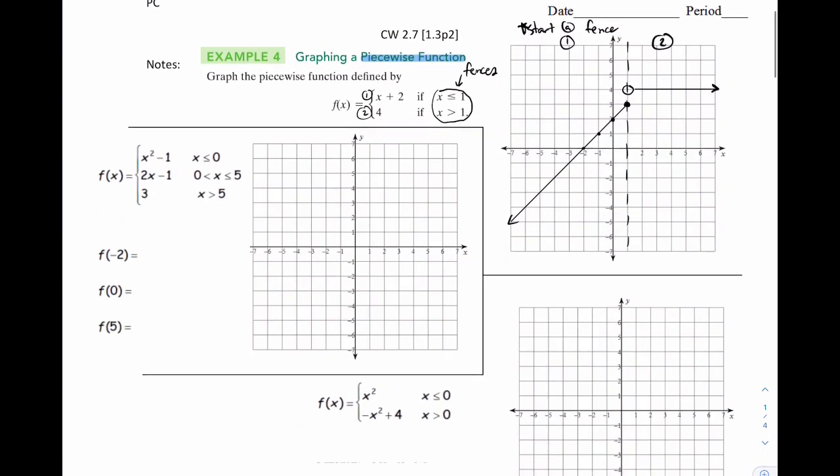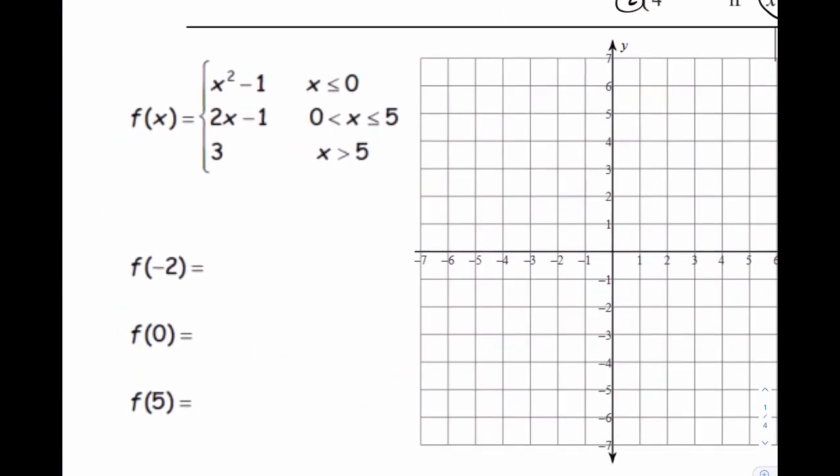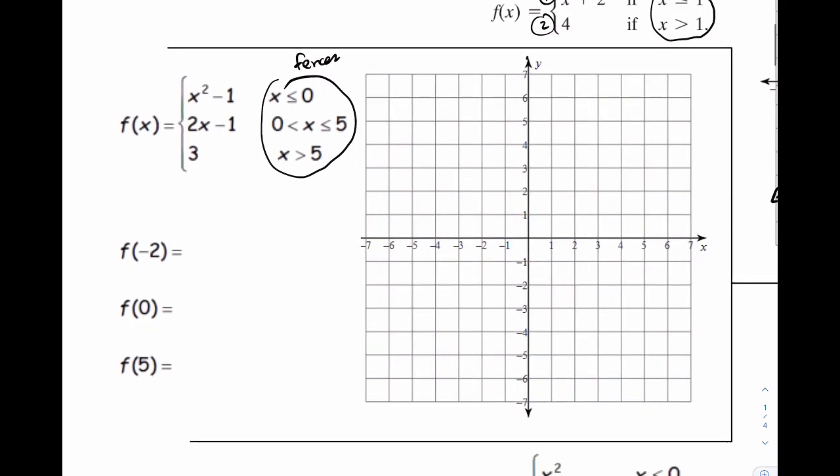Let's go to our next example. A little bit more complicated. So again, you want to highlight this stuff. These are your fences. And notice how there are two now. There's 0 and there's 5. So I'm going to put a dotted line at 0, like so, and a dotted line at 5.